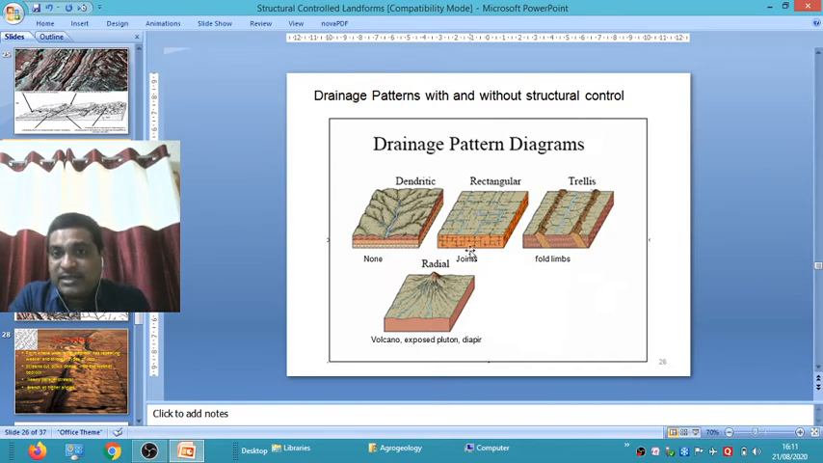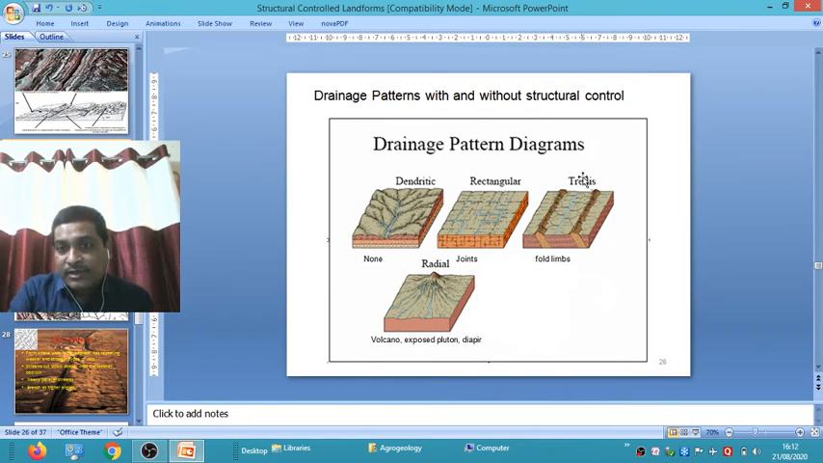Rectangular drainage pattern means rectangle-like structures, called rectangular drainage pattern. These are mostly found in jointed igneous rocks, where the presence of a number of joint patterns forms a rectangular type of drainage pattern.